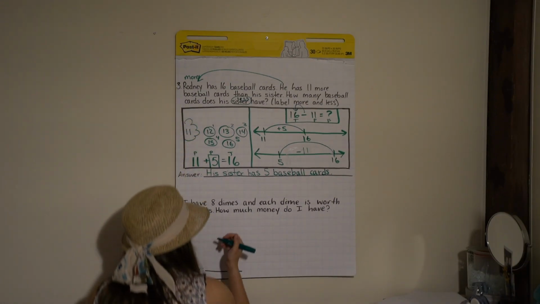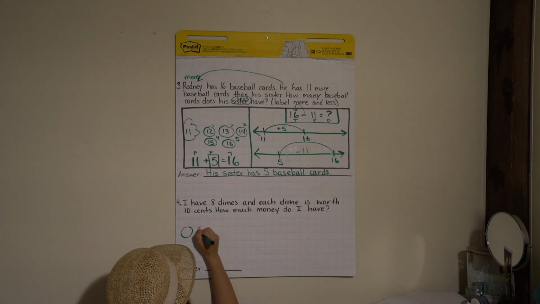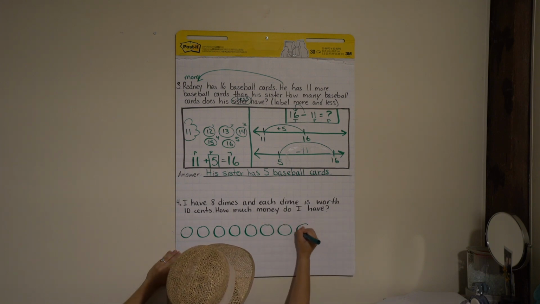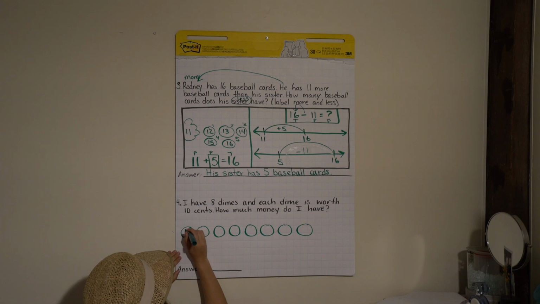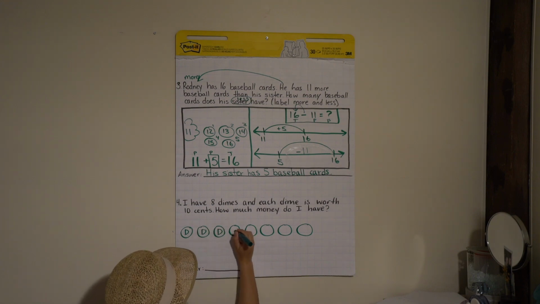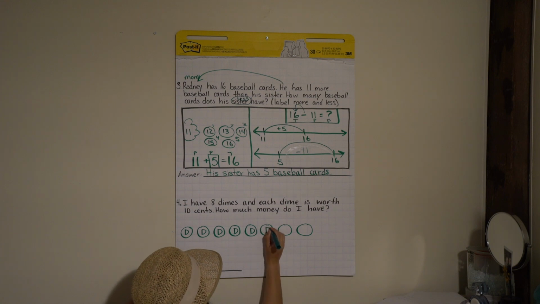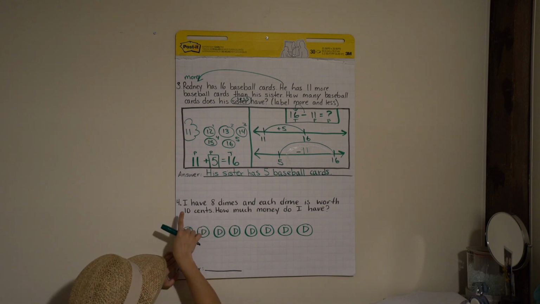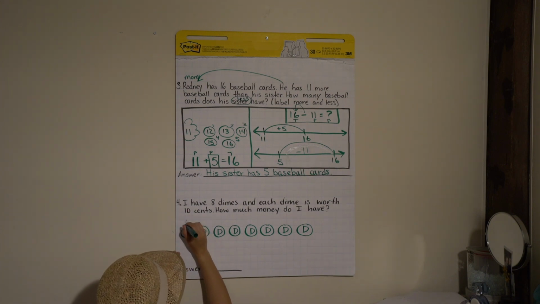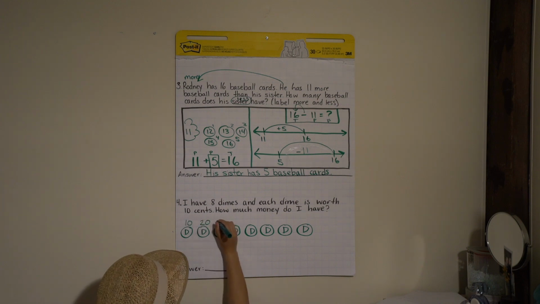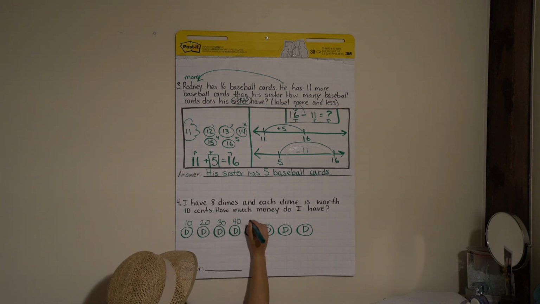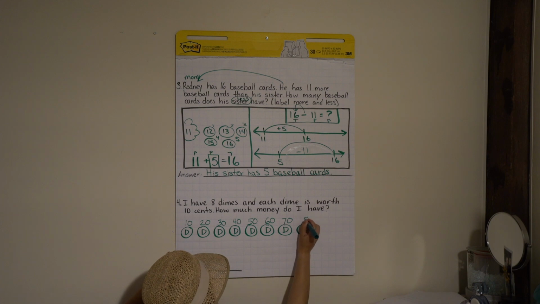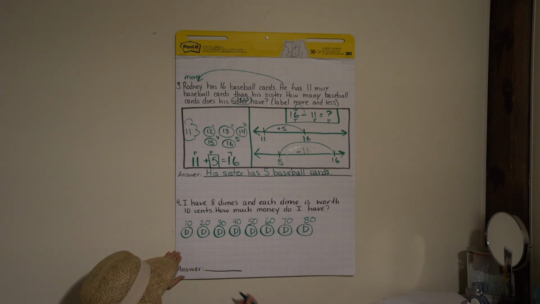All right, so you want to make sure you're drawing 8 circles. 1, 2, 3, 4, 5, 6, 7, 8. Inside, you want to do a capital D so that you know it's a dime. And then we're going to count by tens because they're 10 cents, each of them. All right, 10, 20, 30, 40, 50, 60, 70, 80. So we have 80 cents.